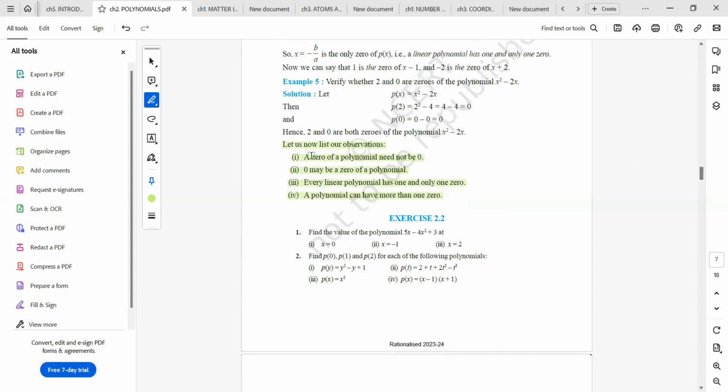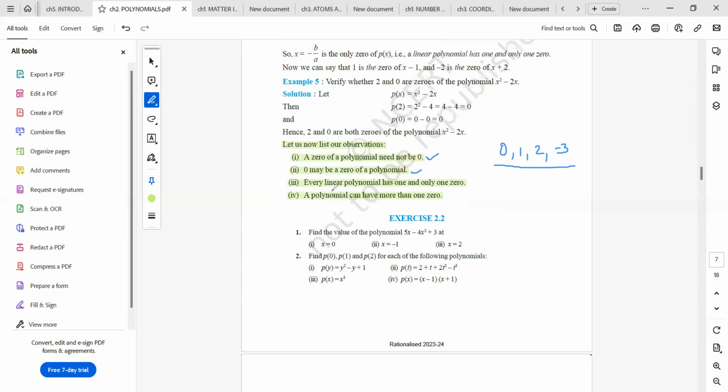It is not always necessary that the zero of a polynomial is 0. It may be any value. It may be 2, it may be minus 3, it may be 5. It is not necessary that it is only 0. It may be 0, it may be 1, it may be 2, it may be minus 3. So the zero of a polynomial may have any value. It may be 0, but it is not necessary that it is 0.